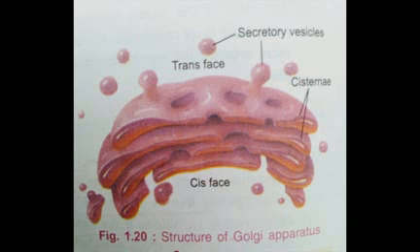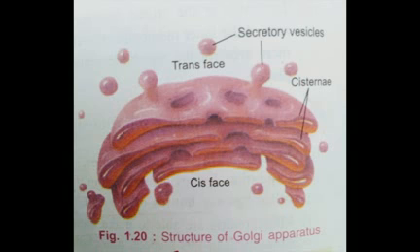Thus, it protects the cell from autolysis, that is self-dissolution or breakdown. They are absent in RBCs and a few plant cells. For example, in yeast, fungi and green algae, these lysosomes are absent. Then what are the functions of lysosomes?